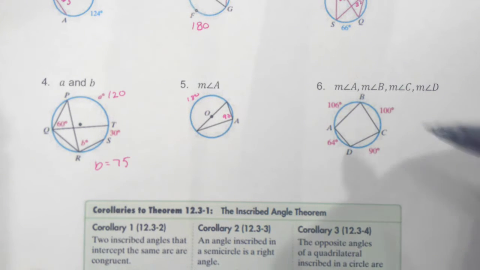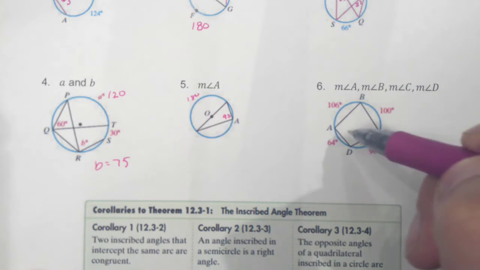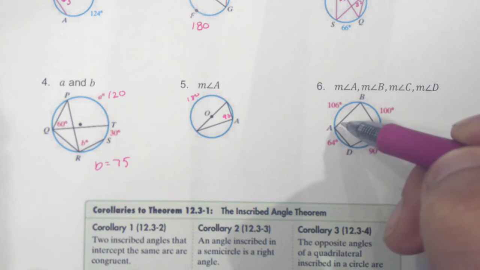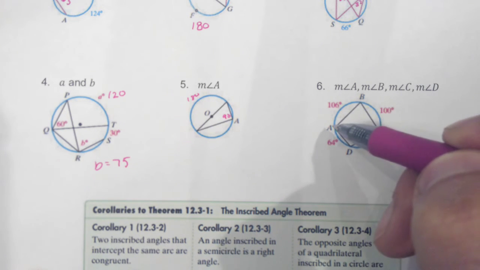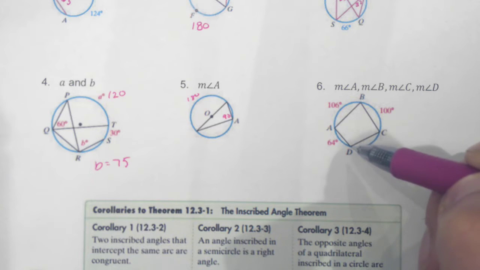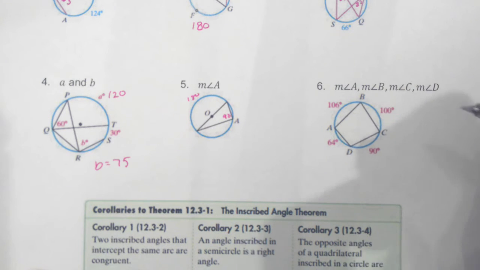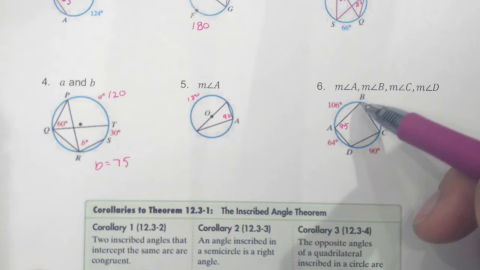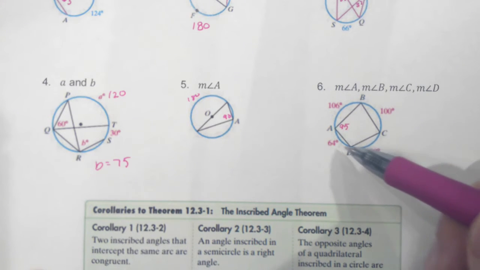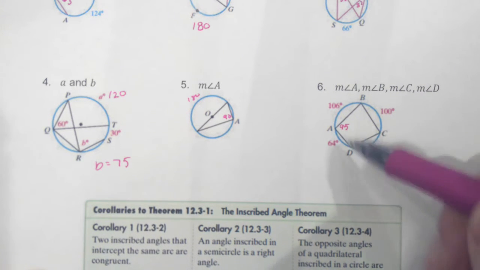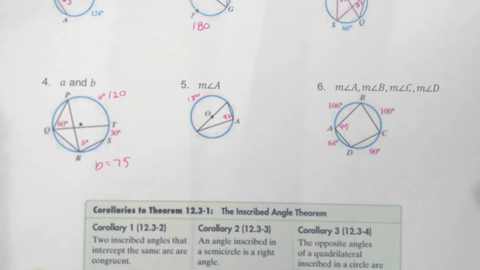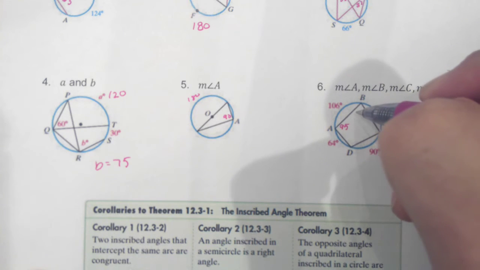Okay, find all four angles here. Let's look at angle A first. Angle A goes from there to there, so it uses these two arcs together, a total of 190. Half of that would be 95. B goes from there to there. Put those together, you've got 154. Half of 154 is 77.